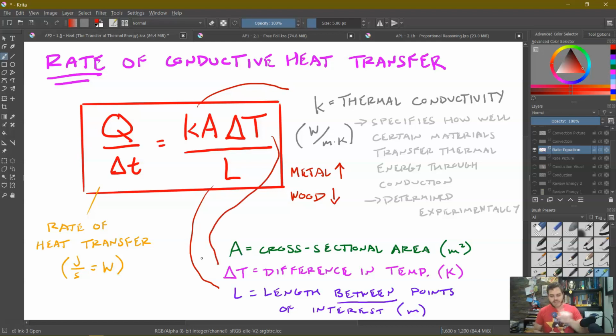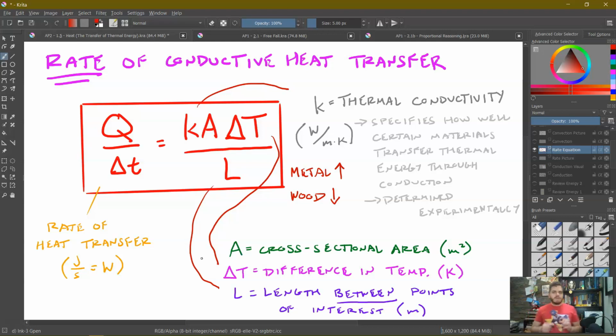difference in temperature, not change in temperature, a greater difference in temperature between the two points, that means that rate of conductive heat transfer is going to go up. If you have a very hot side and very cold side, heat goes very quickly. If they are much closer, it goes much more slowly.